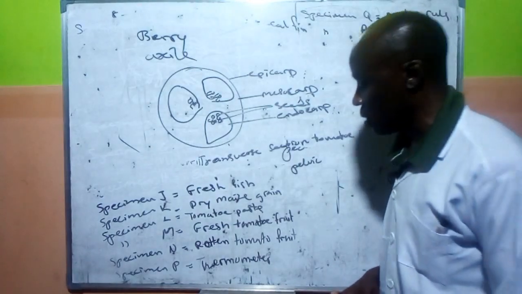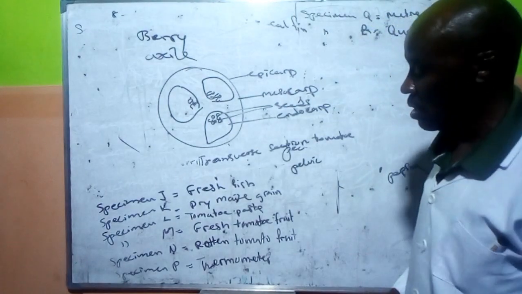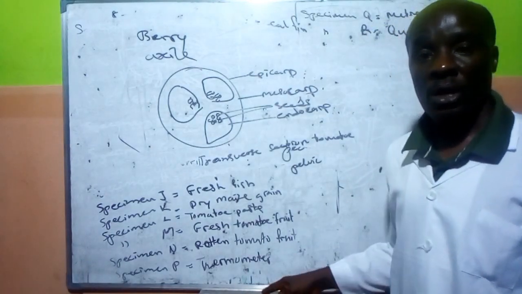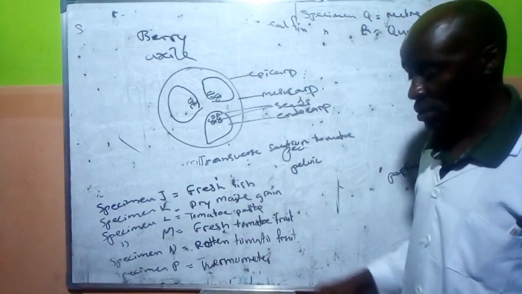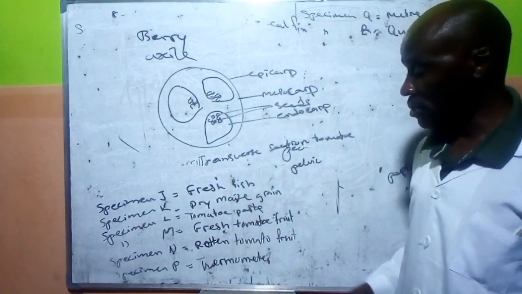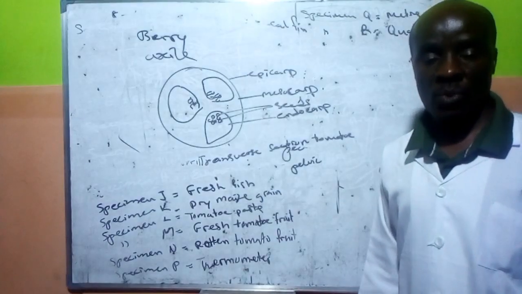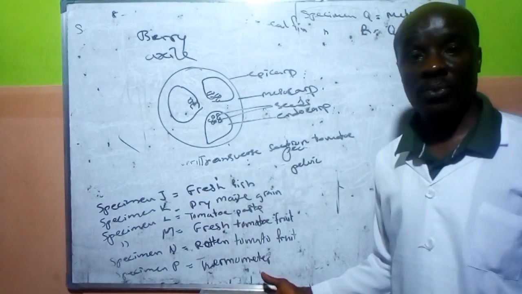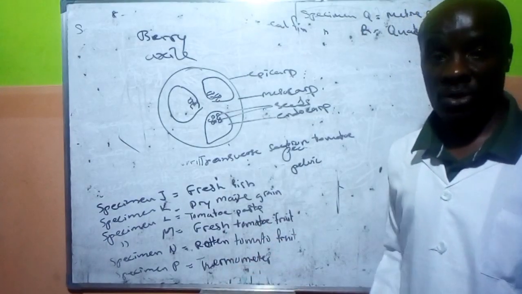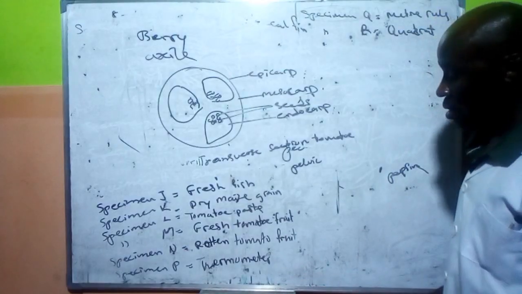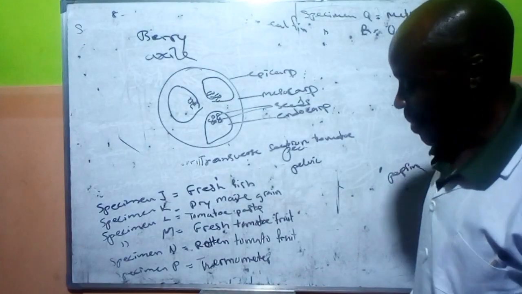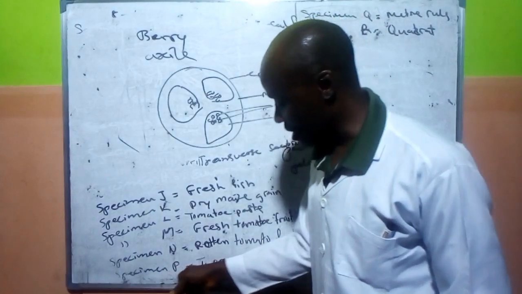Another thing we can also look at is how we can avoid this rotting. We can avoid it by converting it to paste, or canning it. You can can it to preserve it for a longer time so that it will not rot or spoil.